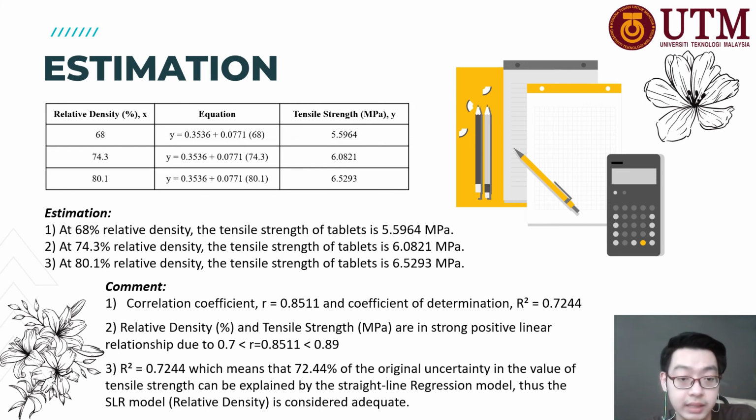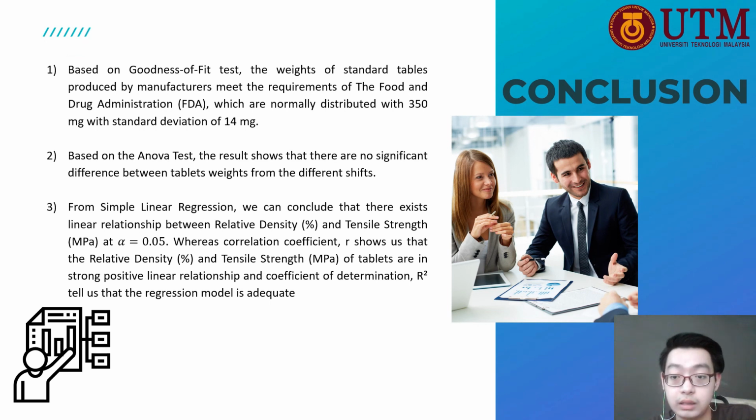The third comment is that r squared equal to 0.7244 means that 72.44% of the original uncertainty in the value of tensile strength can be explained by the straight line equation, and thus the SLR model of relative density is considered accurate. So that's the whole conclusion for this project.